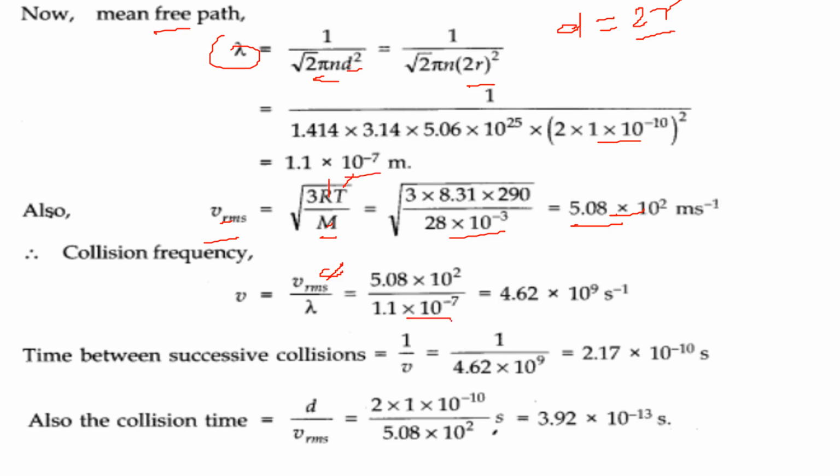So we get v. And time between the successive collisions, because this is the collision frequency, we know that the frequency is nothing but 1 by time period. So 1 by v, we get 1 by this value. So you get time between successive collisions, 2.17 into 10 to the power minus 10. And also the collision time will be, this is the d, which is actually the 2r, 2 into r, divided by V_rms. So V_rms, we are going to use this value. So this is the collision time.